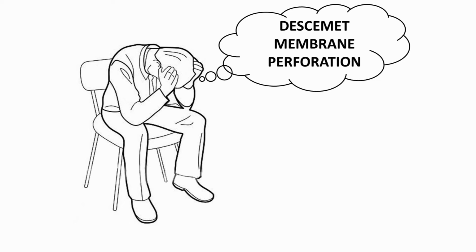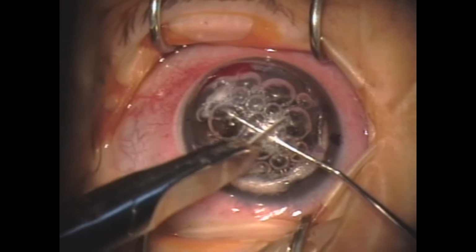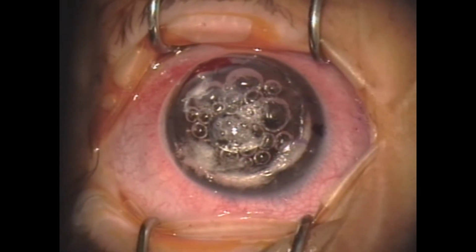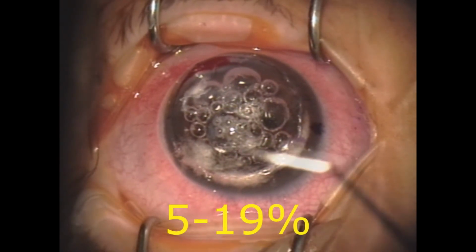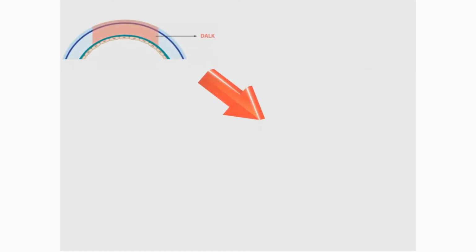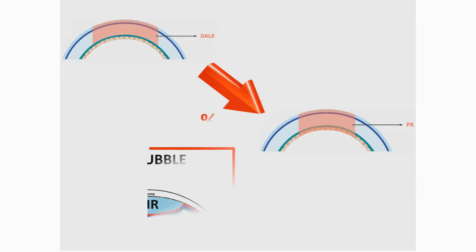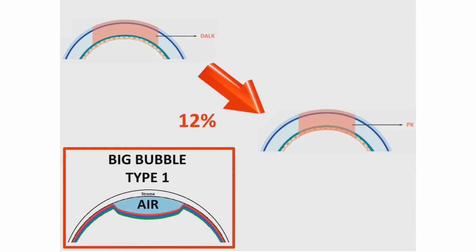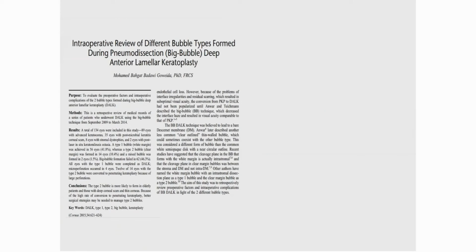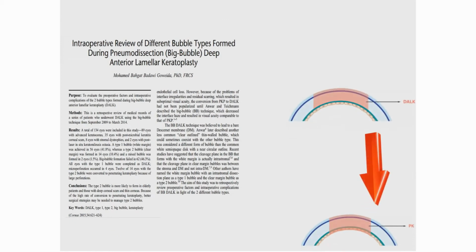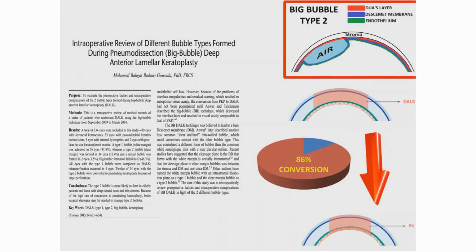Descemet's membrane perforation is one of the main complications of DALK. Previous studies have reported Descemet's membrane perforation during DALK ranging from 5% to 19%, needing a conversion to PKP in up to 12% of cases. But that is only true in type 1 big bubbles. Mohamed Gouweida's study, Intraoperative Review of Different Bubble Types Formed During DALK, describes a conversion rate up to 86% in patients with big bubble type 2 when trying to reach the descemetic plane.